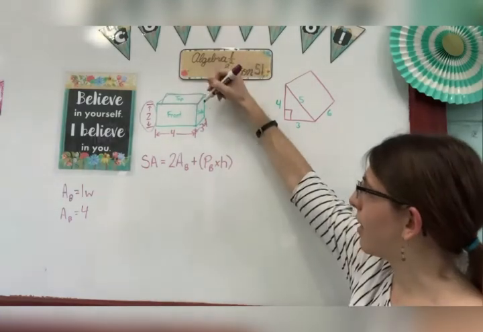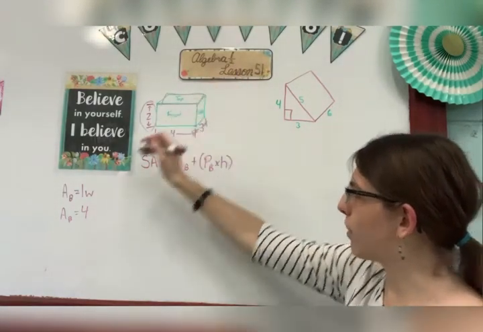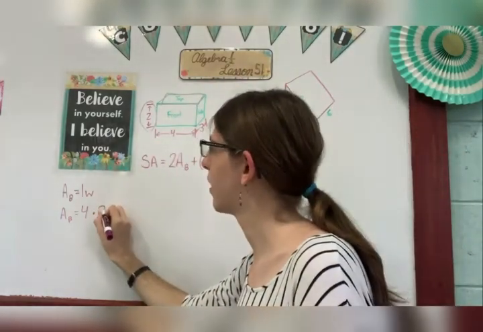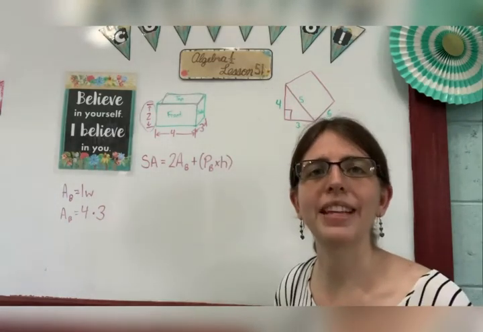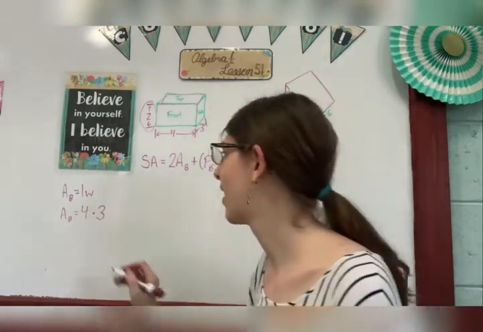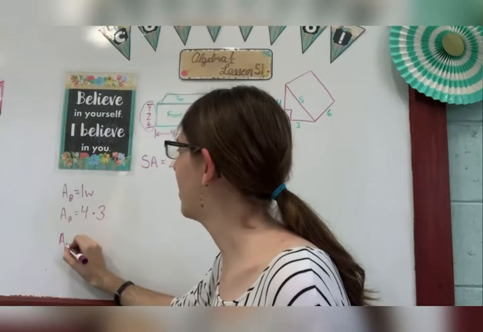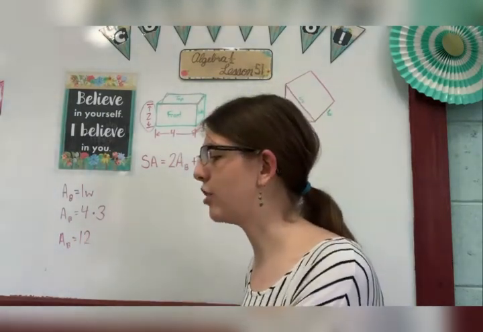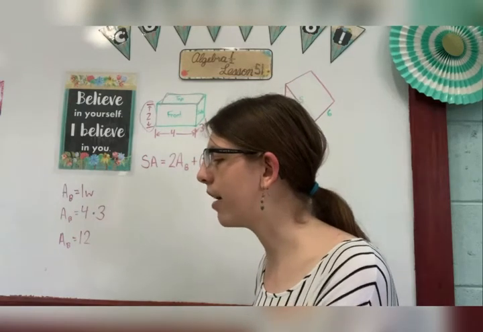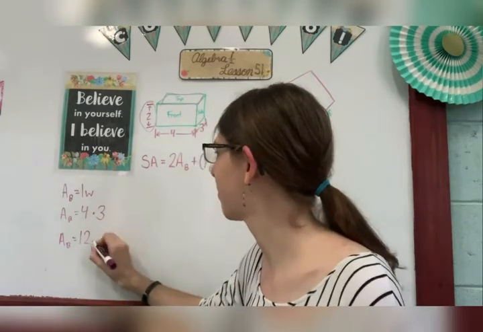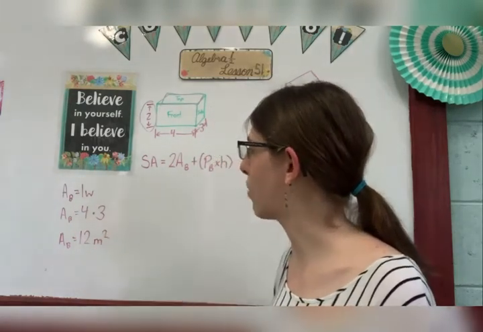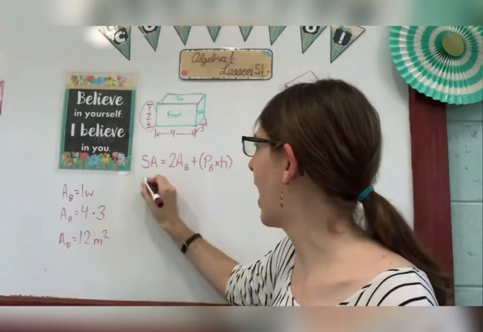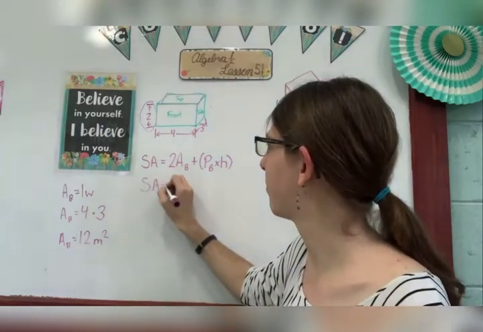And the width is 3. So the area of my base is 4 times 3. The area of my base then equals 12, and it says my dimensions are in, let me see, meters. So it's meters squared. So I'll put that into this formula.